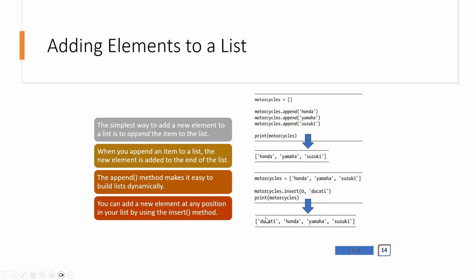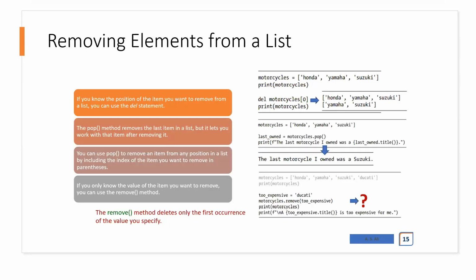All right. So that's insert. So this is how you add. So we have seen how we update and how we add. The last thing you want to do is how do you remove them? How do you remove? So if I have motorcycles, Honda, Yamaha, Suzuki, I want to remove the element that is at the first position, which is Honda.